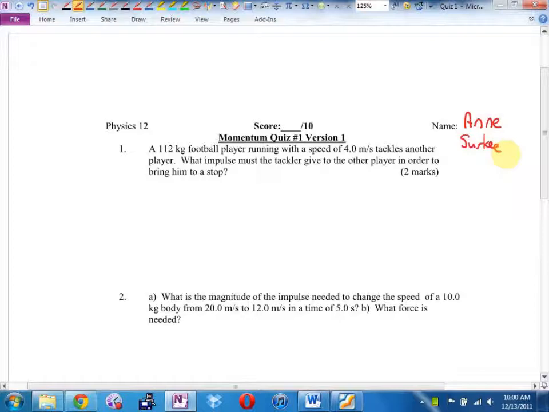So, I gotta be honest with you. Momentum is a unit that kids find difficult from my prior experience. And my message is, for those of you who think you're gonna slough, you don't want to be sloughing at all.